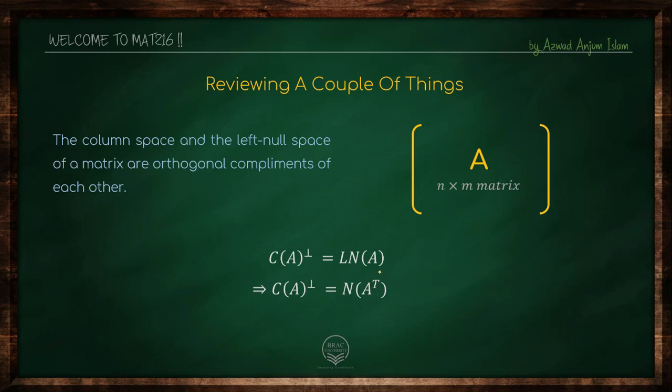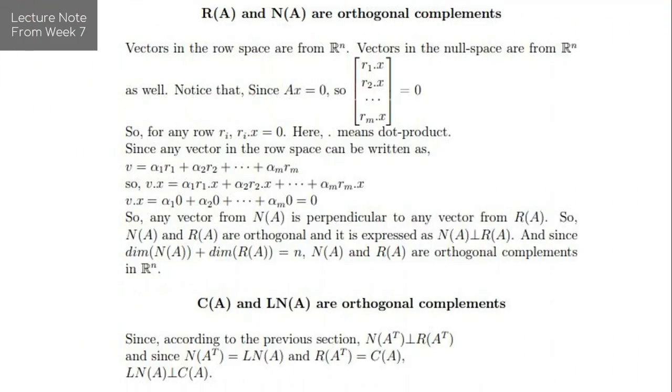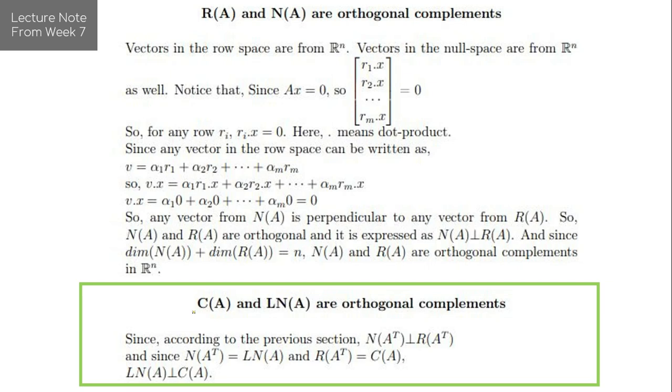If you don't remember where it is from, this is a snapshot of your week 7 lecture note. Here it is quite beautifully explained why the row space and the null space are orthogonal complements of each other, and what we are concerned about right now, the column space and the left null space are orthogonal complements of each other. So if you forgot or if you don't know what I'm talking about, just go back to week 7 and take a look at this.